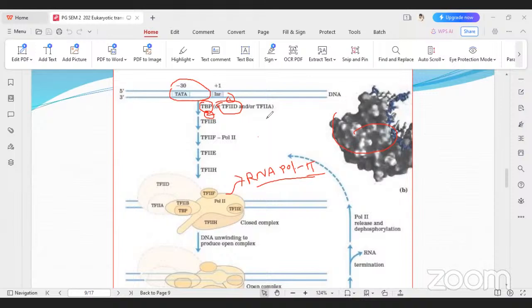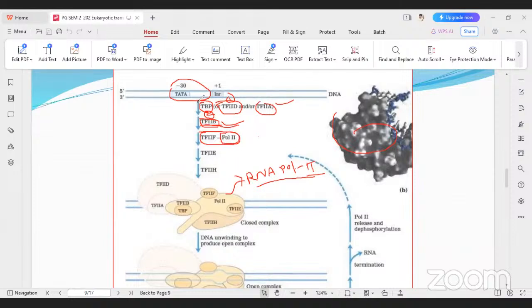Now transcription factor 2D permits the association of transcription factors 2A and 2B. Now transcription factor 2B forms the so-called DB complex. After formation of the DB complex, RNA polymerase 2 associates with the promoter site. This is accomplished by transcription factor 2F associated with polymerase 2.